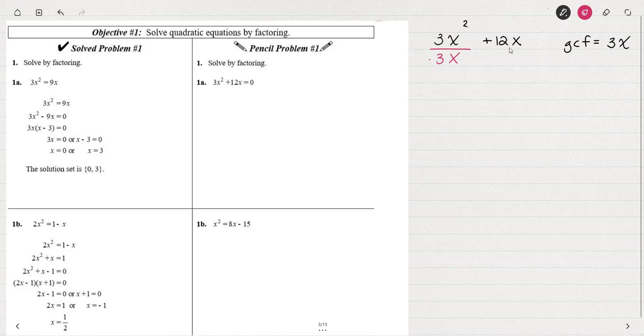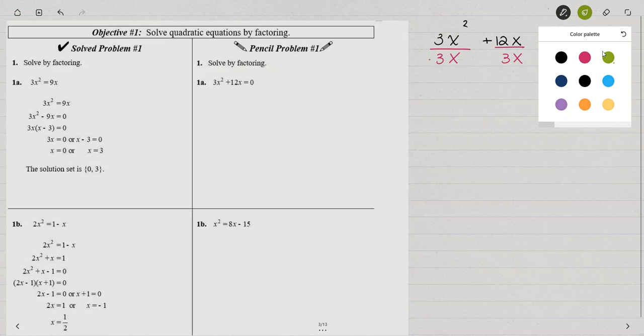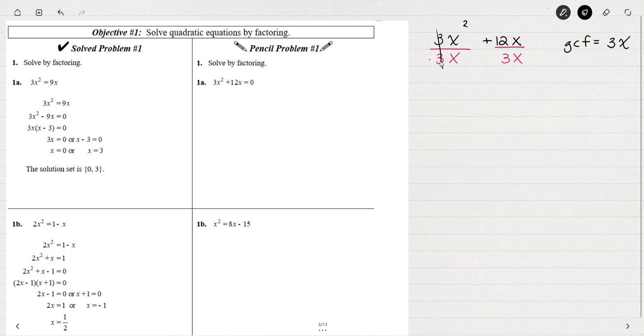If I divide both of these by 3x, then 3x squared divided by 3x: 3 over 3 divides out, and x squared divided by x is x. And then 12x divided by 3x: 12 divided by 3 is 4, and x divided by x is 1. So if I divide out the 3x, the GCF, I'd get x plus 4.